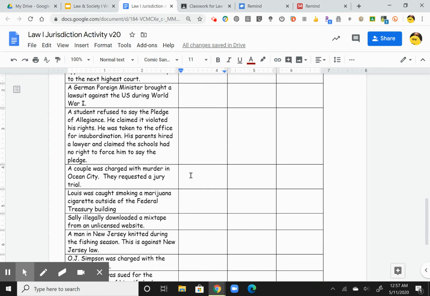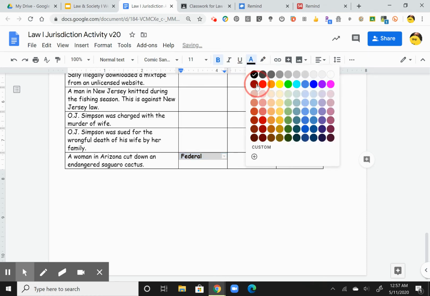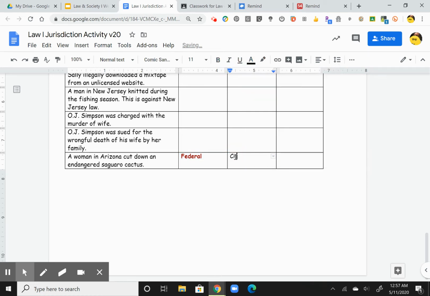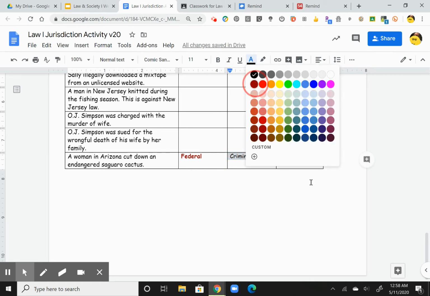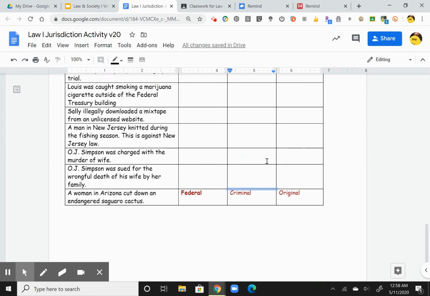Which one do I want to go through? Women in Arizona cutting down an endangered cactus. Endangered plants and animals fall under federal government laws. So this would actually be a federal government case. You could bring criminal charges against that person for harming an endangered species. They generally would be brought to a federal district court, so it's original jurisdiction. Okay, original jurisdiction there.